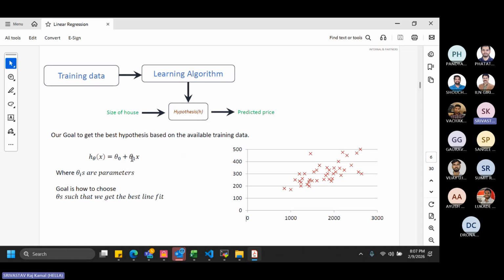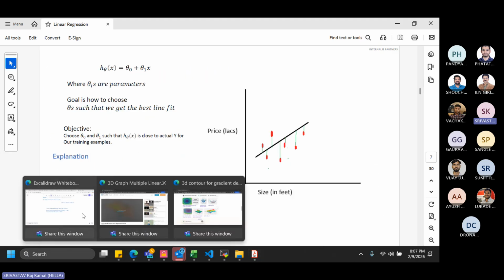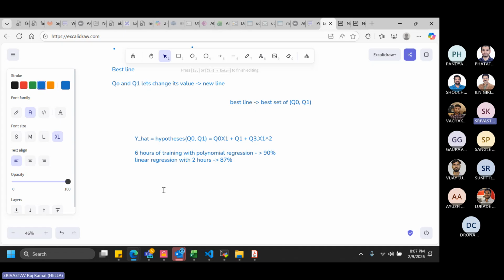We want to find the best set. Now, for example, I'm not able to write it here. Suppose somebody provides me one more feature later, besides size: the number of balconies, a feature in terms of 1, 2, 3.